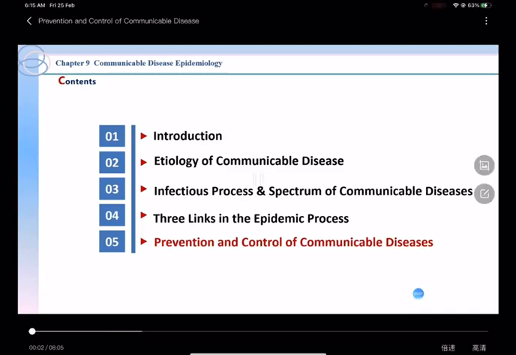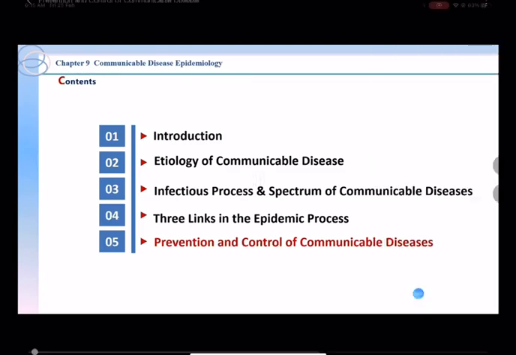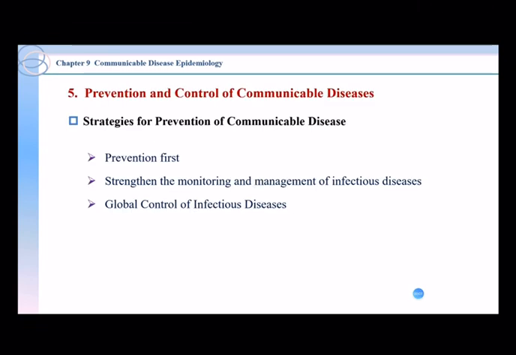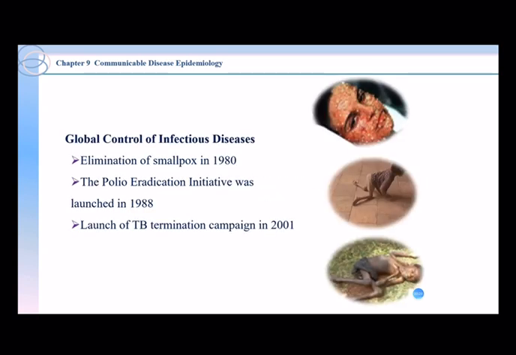So in this section, we are going to talk about the prevention and the control of communicable disease. The strategies used for prevention of infectious disease include prevention measures to strengthen the monitoring and management of infectious disease, and the global control of infectious disease. There are many global efforts in controlling infectious disease that have already been done. For example, in 1980, the elimination of smallpox globally, the polio eradication launched in 1988, and in 2001, the launch of the TB termination campaign.